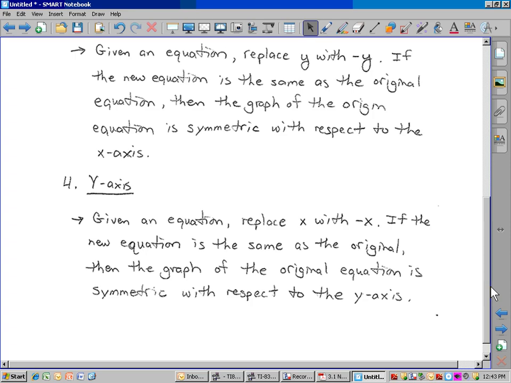The fourth test is symmetry with respect to the y-axis. If you're given an equation, in this case we replace x with negative x. If the new equation is the same as the original, then the graph of the original is symmetric with respect to the y-axis.